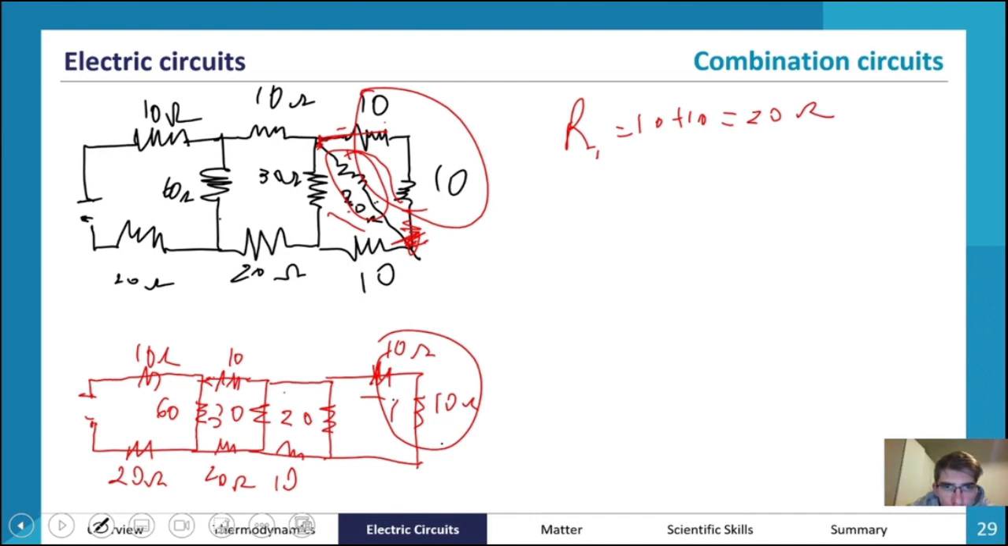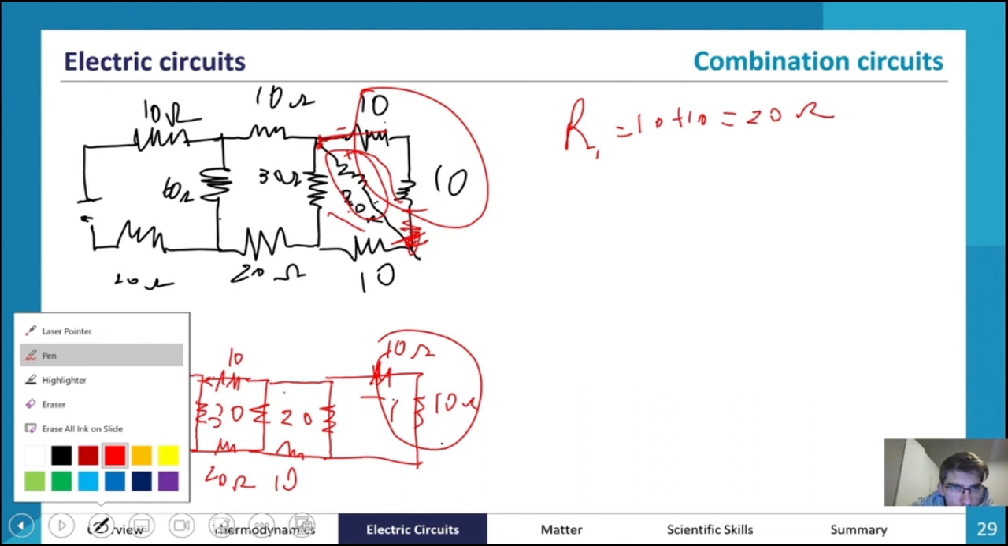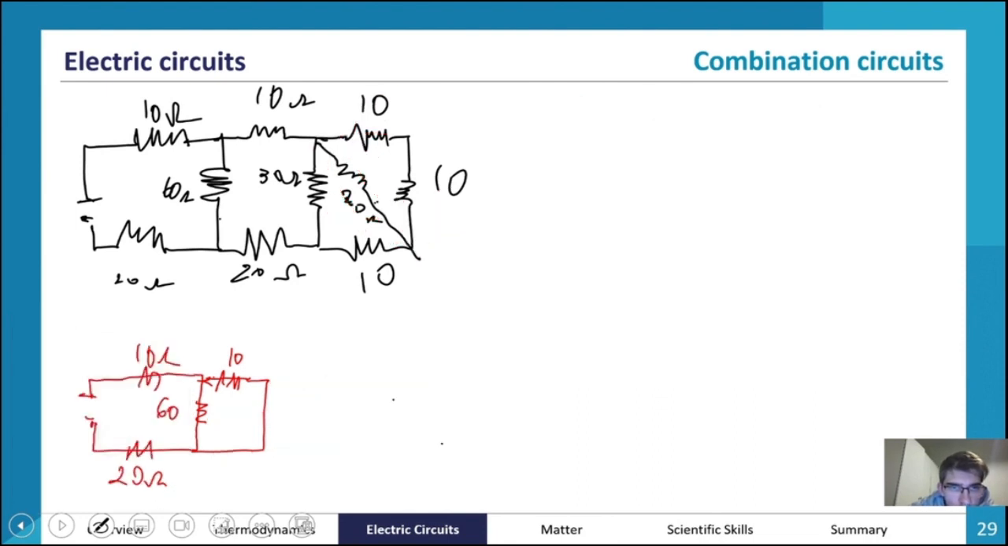Now the 20, if I were to redraw everything, that would be again 20 here, 30, just so you guys can get the right idea. 30 and this is 10 ohms.